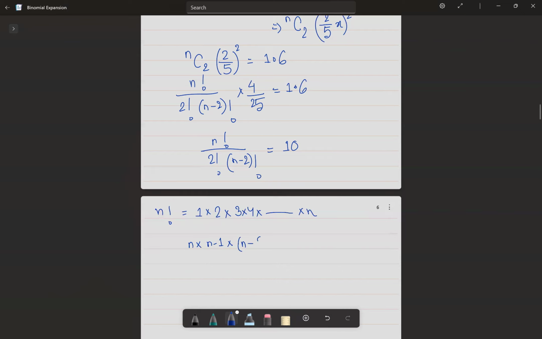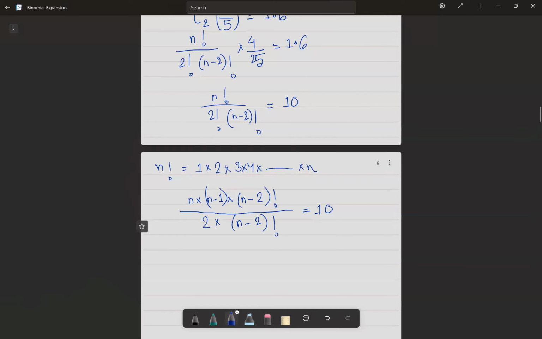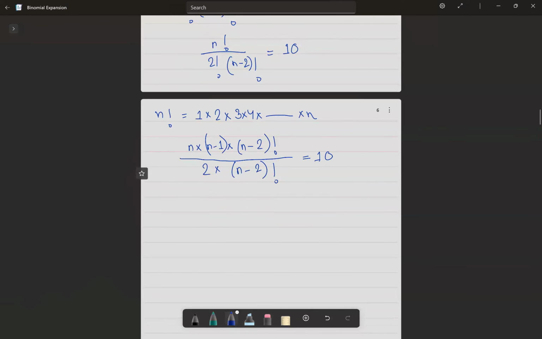And then we have n minus 2 factorial. And then in the denominator, 2 factorial is 2. And then we have n minus 2 factorial in here, and this is equal to 10. Now the reason I did not go backwards all the way down to 1 is that I have n minus 2 factorial in here.